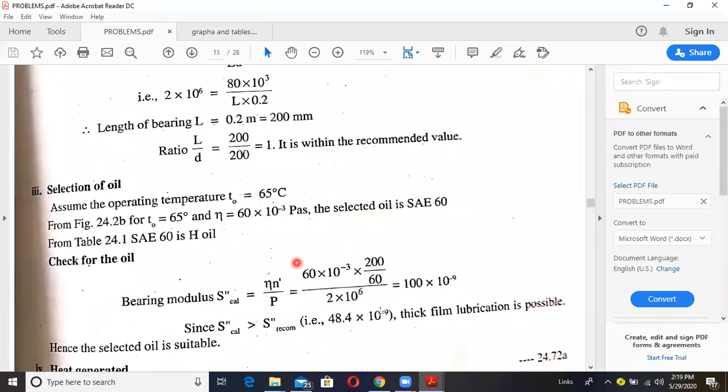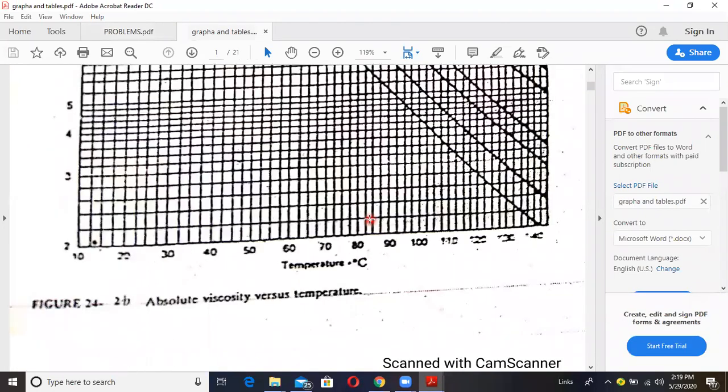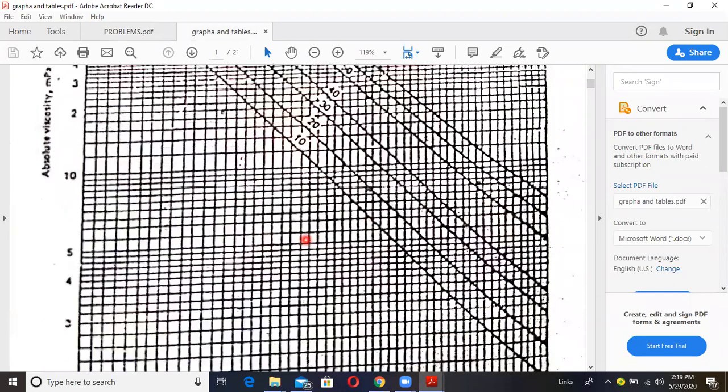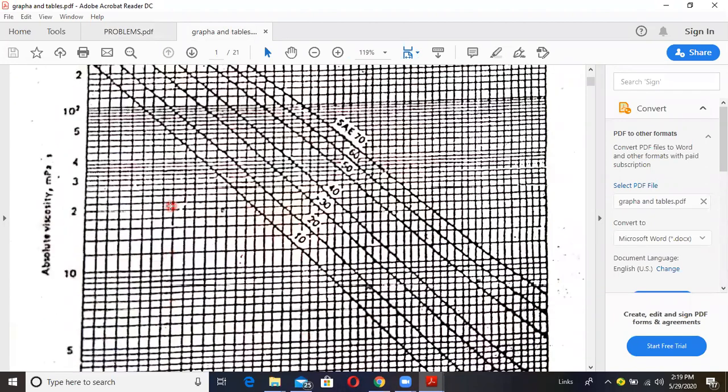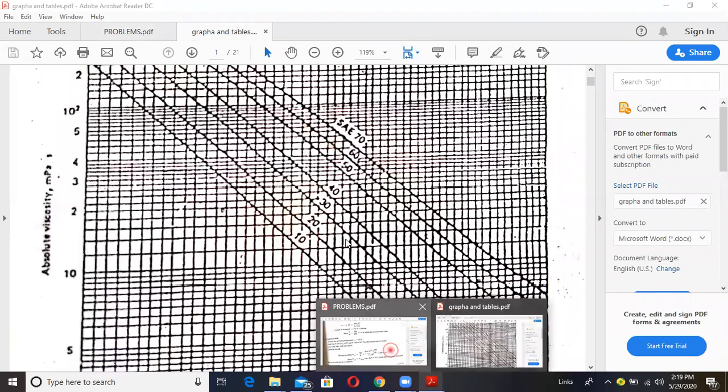If you refer to that figure, somewhere between 60 to 70 we will get 65, and absolute viscosity we are having 60. So then if you go, we will get the SAE 60, that is the type of the oil we will get, that is nothing but SAE 60.